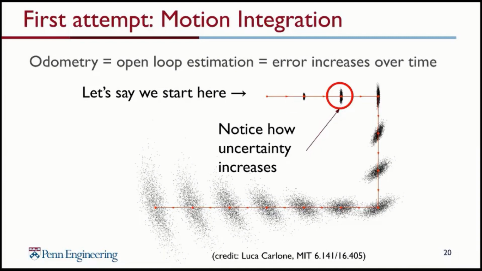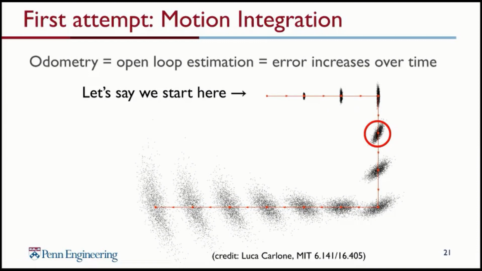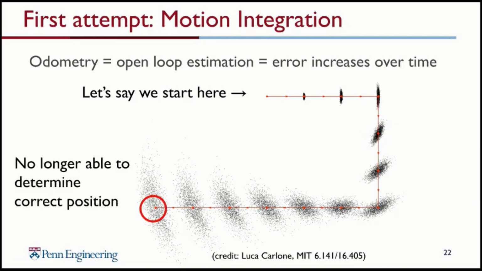Notice how the uncertainty increases if we continue to move in the same direction, and the spread of the points increases. This becomes more prominent as we tell the robot to turn and proceed downwards. And after a final turn and proceeding forward for a longer period of time, notice how the possible positions are now so spread out that we're not able to determine the correct position of the robot.